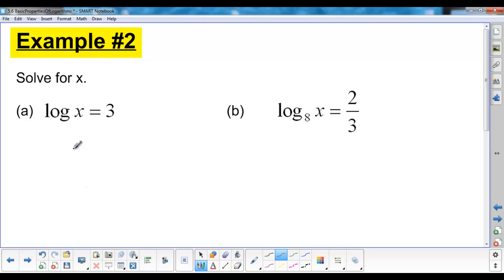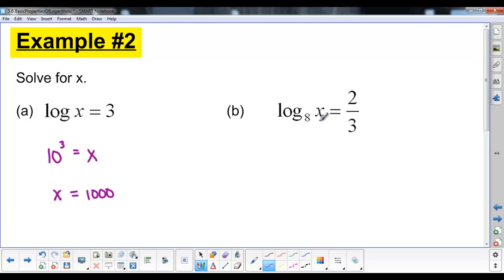Now, in example A here, we have just log x, and we don't have a number here, so again, it is implied that this is base 10. So what I'm going to do now is rewrite this in exponential form. So, okay, we have our base 10, and we raise it to the exponent 3, and that will equal our argument. And we know that 10 to the power 3 is just 1,000.